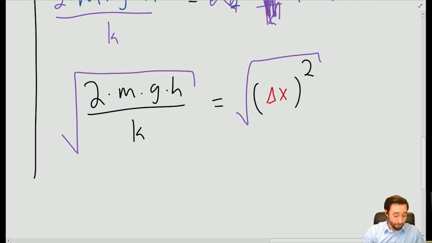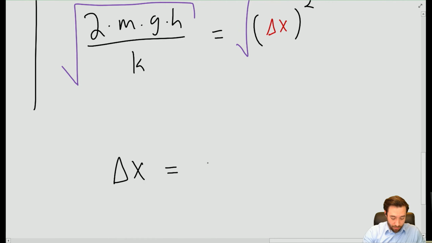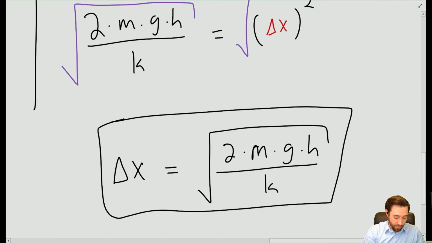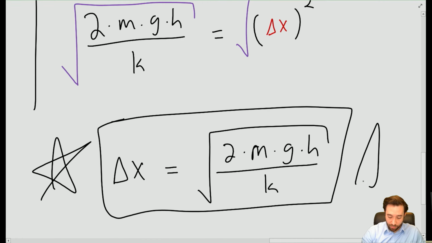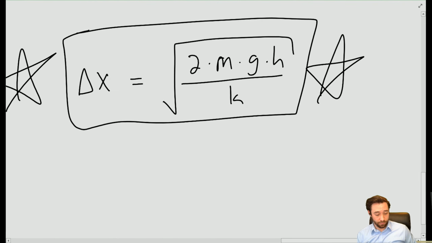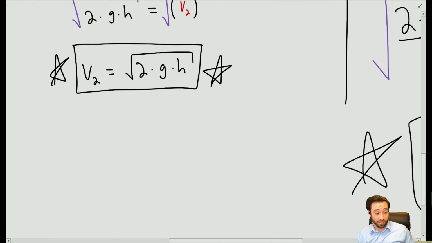Okay, so we have now got the final equation for delta x, and I'm going to move this down a little bit, and I've got 2 times m times g times h all over my spring constant. That's all under the square root. So I've got my final equation for the compression of the spring. So there's that one. And then I've got my velocity at state 2 right there.